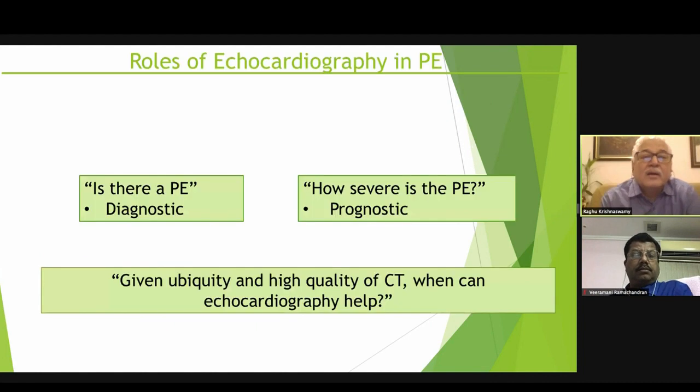So where does echo stand today? Is there a PE? Is it diagnostic? How severe is the PE? Is it prognostic? Now, as Dr. Veeramani already said, CT has now completely taken over the role of diagnosis of pulmonary embolism. So, given its ubiquity, that is, its availability almost everywhere, when can echocardiography really help? Because now, if you think of a case of pulmonary embolism, you readily go in and do a CT. Then where does echo come in?